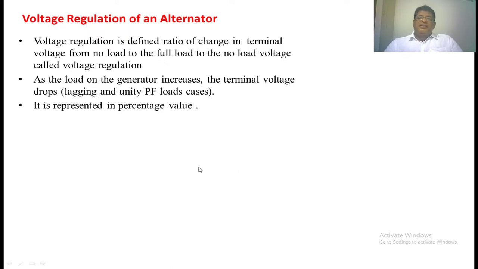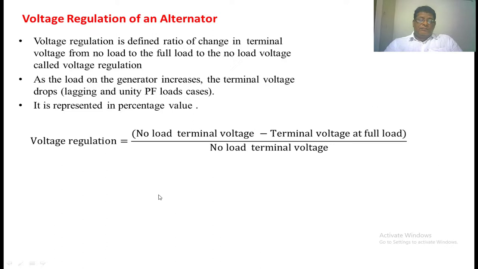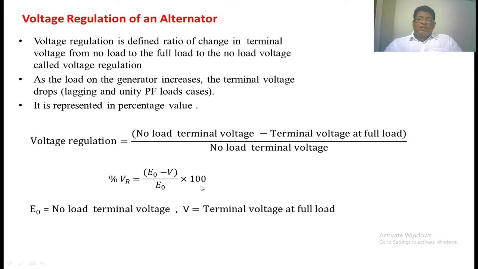Generally, it is represented as a percentage value. The voltage regulation is equal to the no load voltage minus the terminal voltage at full load, divided by the no load terminal voltage. So percentage VR equal to (E naught minus V) by E naught into 100, where E naught is nothing but the no load voltage or the excitation voltage, and V is nothing but the terminal voltage at full load.